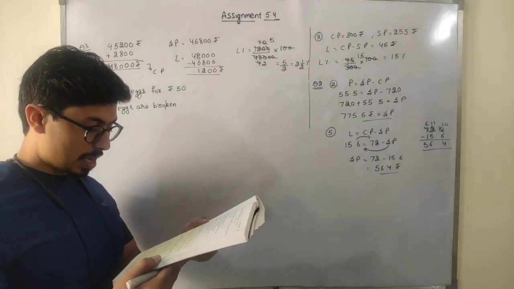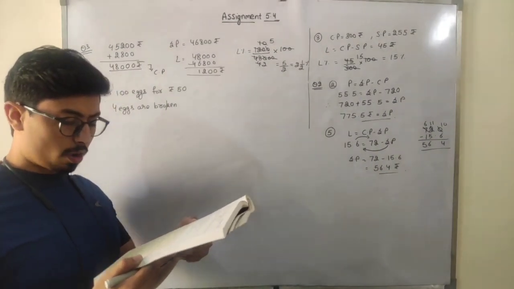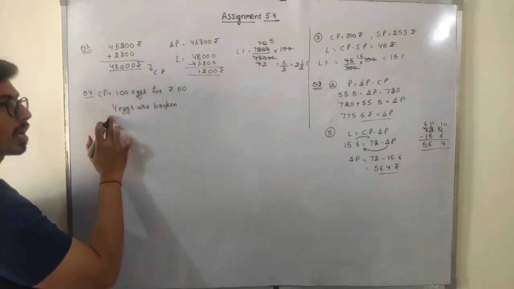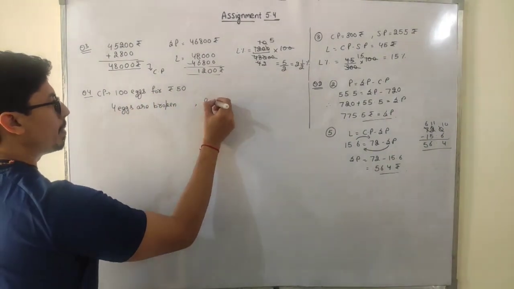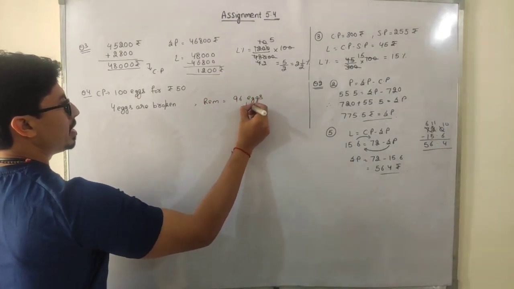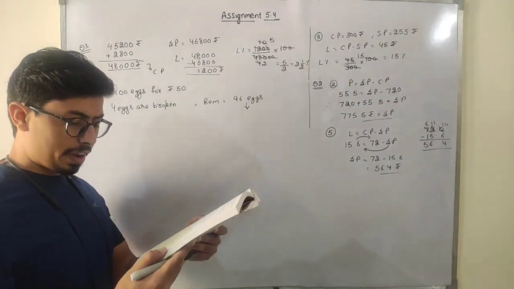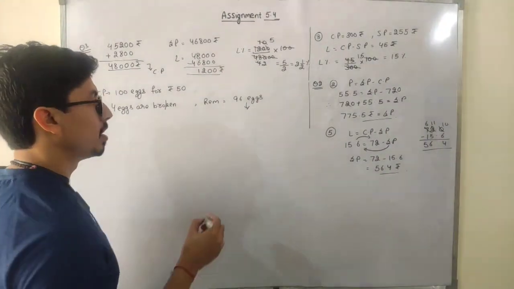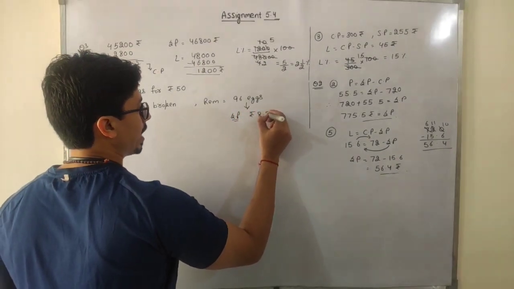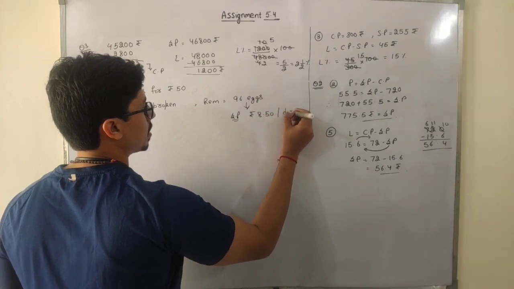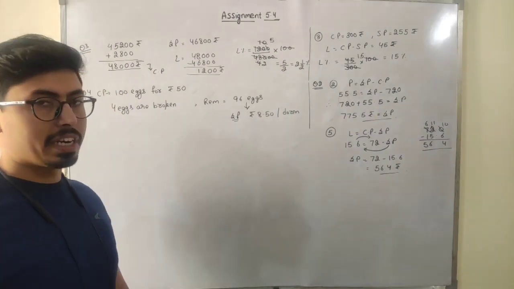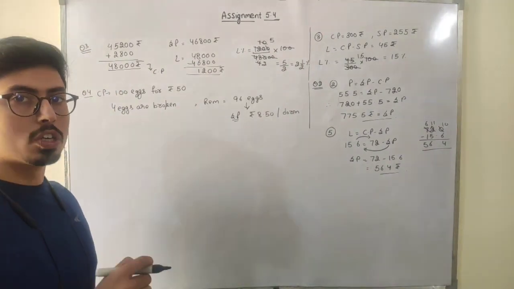Now, he sold the remaining eggs at a rate of, okay, see, 100 eggs he bought, out of which 4 are broken. That means the remaining will be how much, students? 96 eggs. He sold them at a rate of 8.50 per dozen. The selling price is rupees 8.50 per dozen. Okay. Now students, find his gain or loss percentage. I have to find out the gain or the loss percentage.